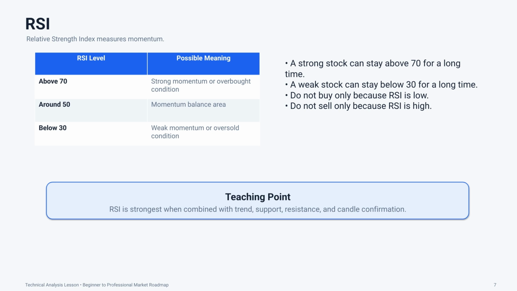We should ask, what is the trend? Is price near support or resistance? Is there a candle confirmation? Is volume supporting the move? The teaching point is this. RSI is strongest when it is combined with trend, support, resistance, and candle confirmation. So RSI should not be used alone. It should help confirm what price action is already telling us.